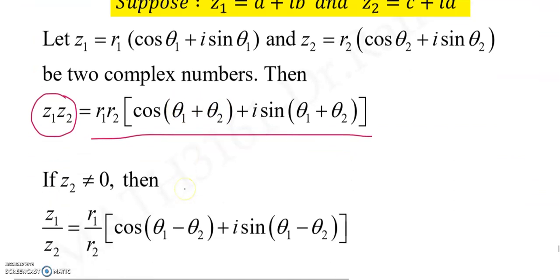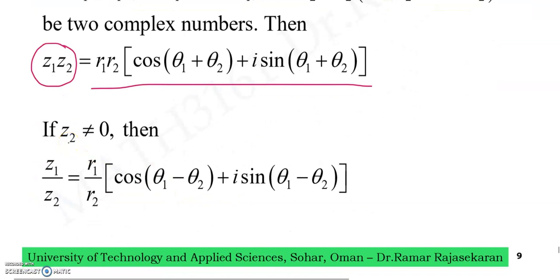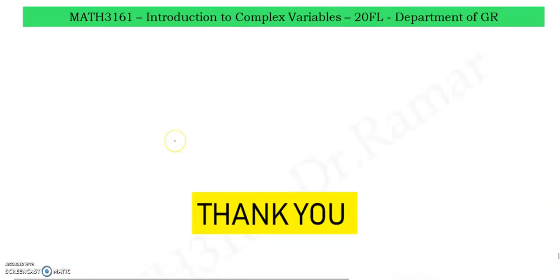Now similarly, suppose the given complex number z2 is not equal to 0, how to write the polar form of the division of z1 by z2? If we already found r1 and r2 for the complex numbers z1 and z2, then write r1 by r2 here and then write the difference of the angles theta 1 and theta 2 inside. This is the polar form of the complex number z1 divided by z2. That's it. Thank you.